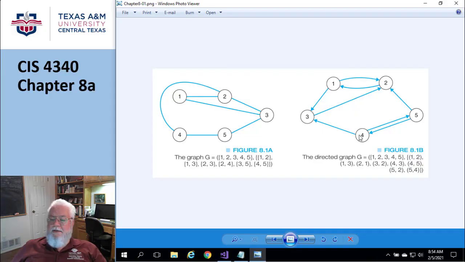There's a term called a complete graph. A complete graph is where all nodes are directly connected. In other words, I can get to everybody. Okay? A path. A path is just like I described. A path is a series of edges.